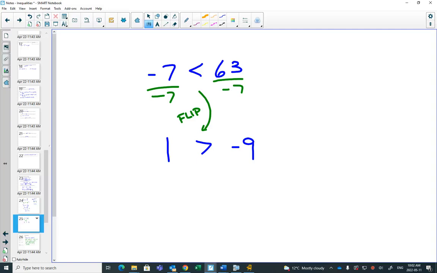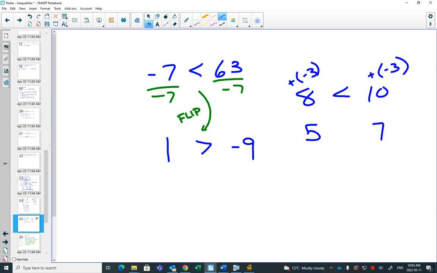And if you forget the rule, okay? Because this is very typical of math students. If you just try to memorize a rule, you will forget it, and then you'll have no idea what you're doing on quizzes and tests, and your mark will go down. If you're like, what happens if I add a negative number? Should I flip the sign? 8 is less than 10. I'm going to add a negative 3 and add a negative 3. This will be 5. This will be 7. Does the sign flip? No.